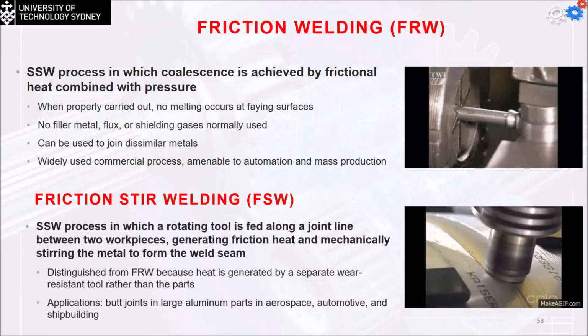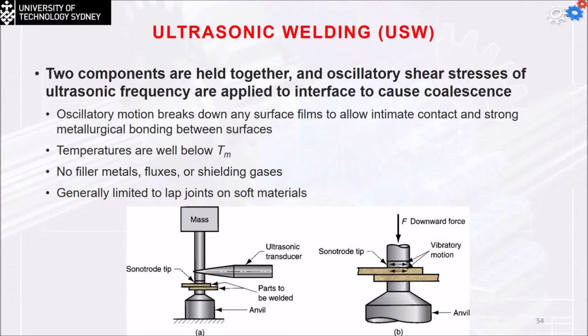The oscillating motion breaks down any of the surface films to allow intimate contact and the strong metallurgical bonding between the surfaces. Temperature usually is going to be below the melting temperature. No filler, no fluxes, no shield gases, and it is generally limited to lap joints on soft material.